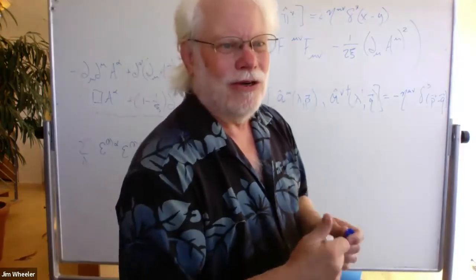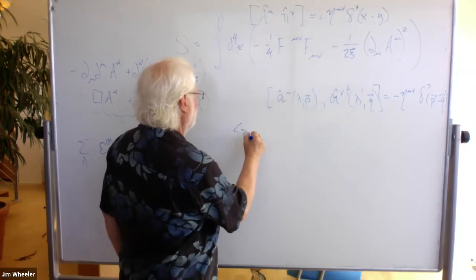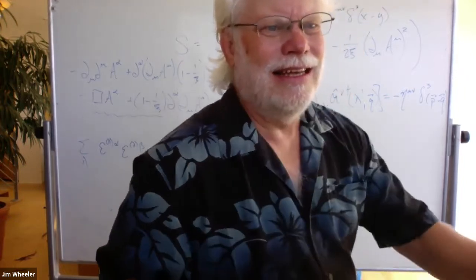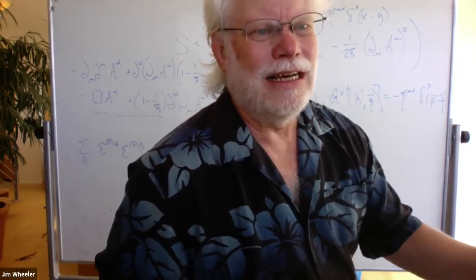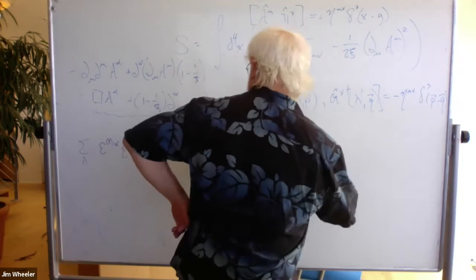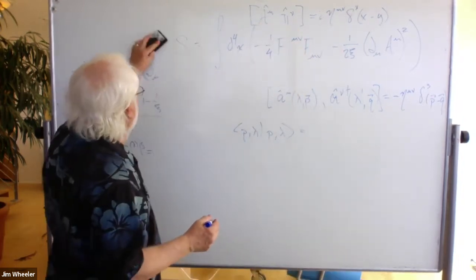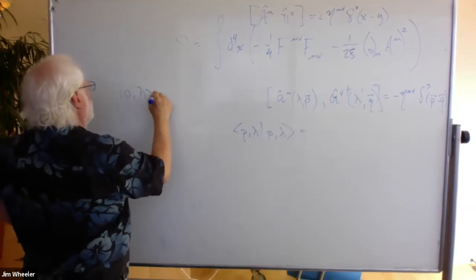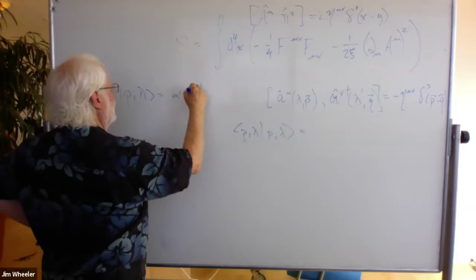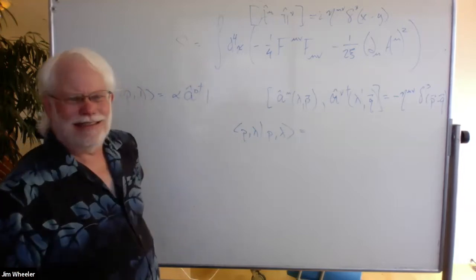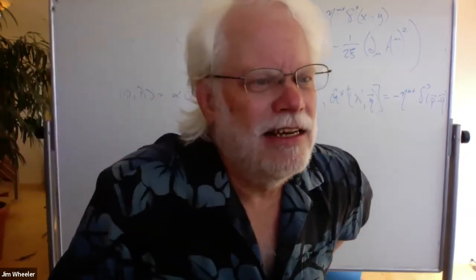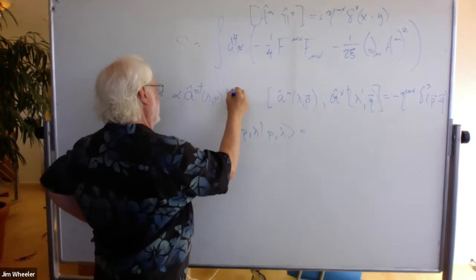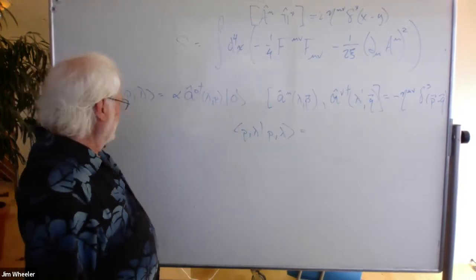All right, so here's basically how the argument goes. If we look at the norm of a state, so we have some P lambda here, let's let the state P lambda be created by A0, proportional to A0 dagger acting on the vacuum. So this is A of some lambda and some P acting on the vacuum state. So this is annihilated by A0.